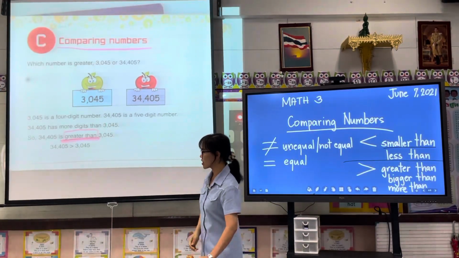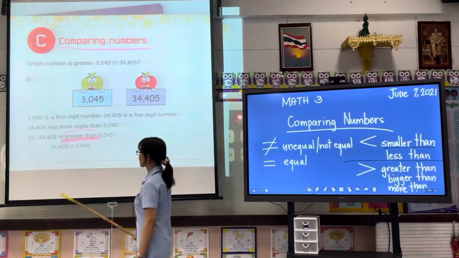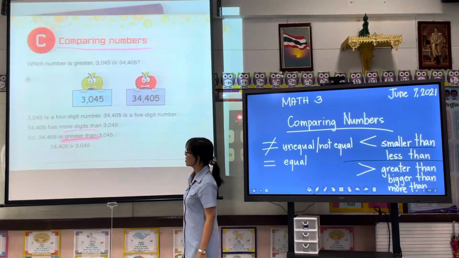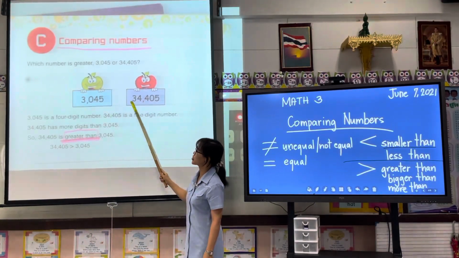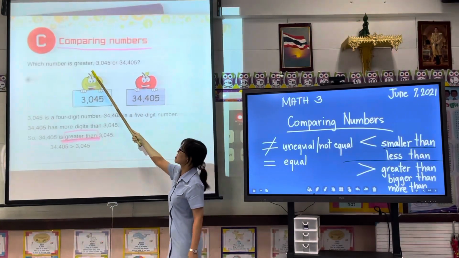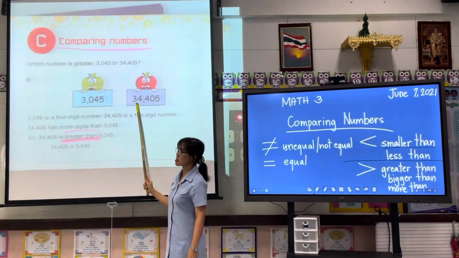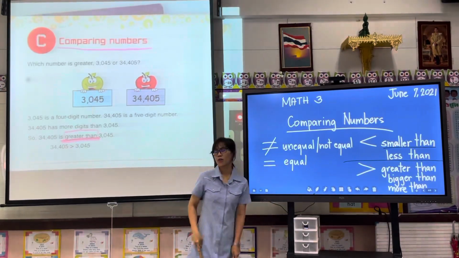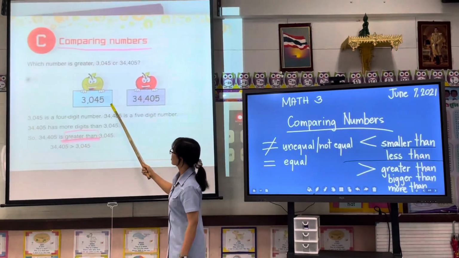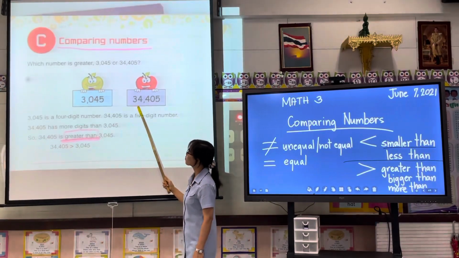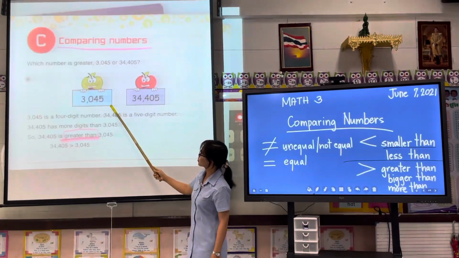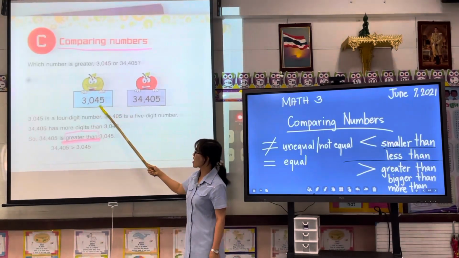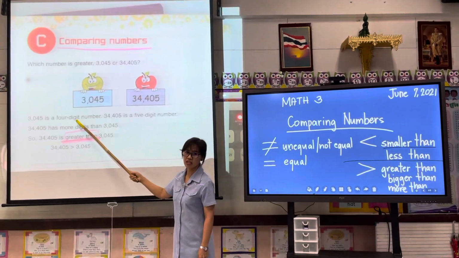So in your textbook, page 7, letter C, comparing numbers. Now look at these two numbers. Which number is greater? Which one is greater? Greater or bigger or more? Which number is greater or bigger or more? Alright, so the first one, 3045, it has 4 digits. Okay?